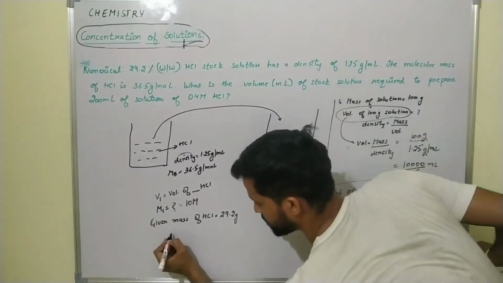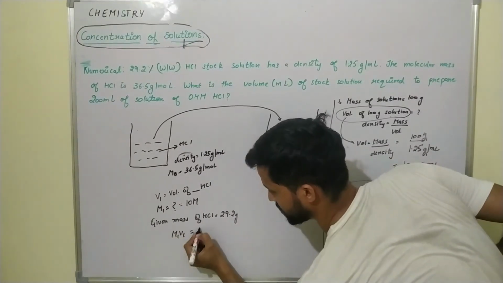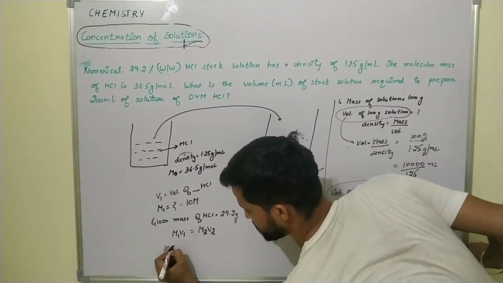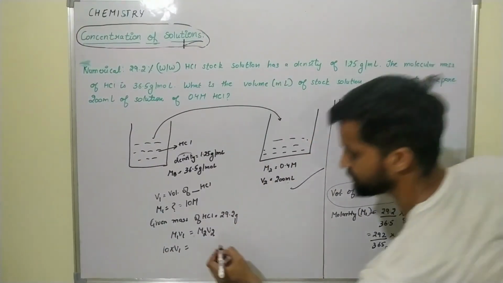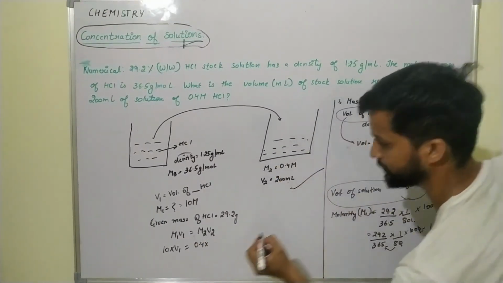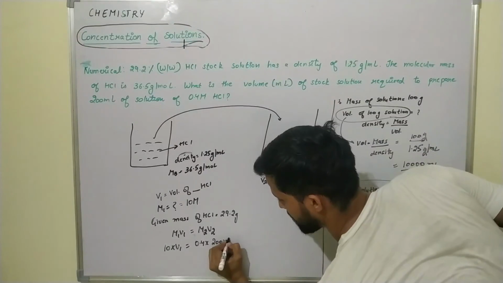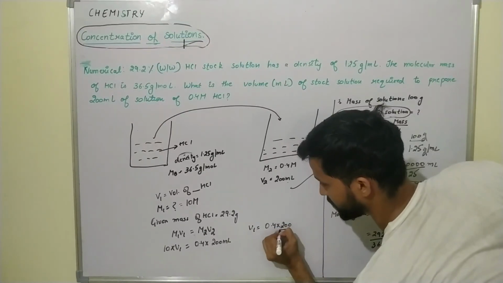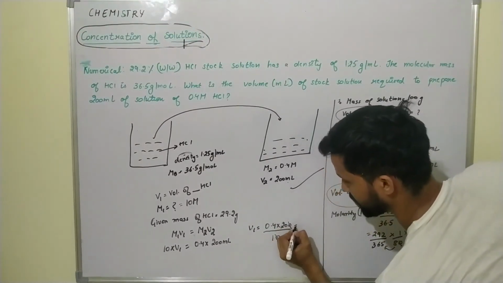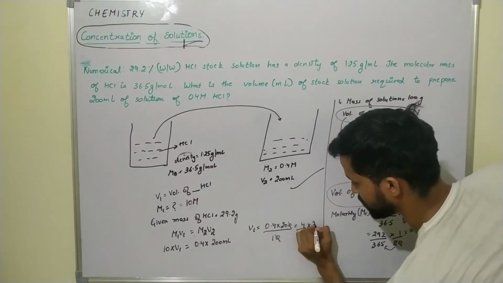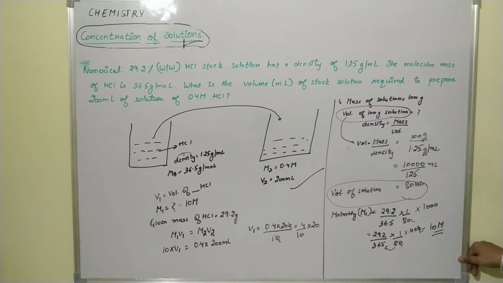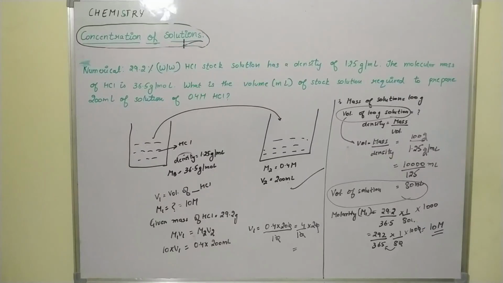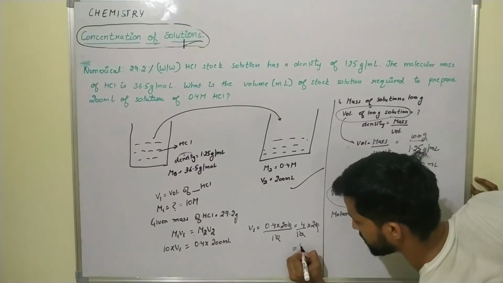So here the simple method, M1 V1 is equal to M2 V2. What is the M1? 10, and we have to calculate V1. Here M2 is 0.4 and V2 is 200 ml. So V1 is equal to 0.4 into 200 divided by 10. Clear? So here the answer is 4 by 10 into 20. So the volume of solution to be added is 8 milliliter.